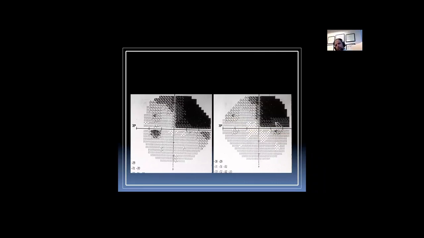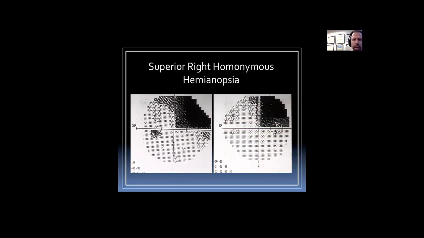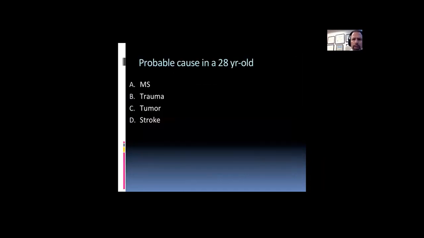So here's another visual field defect. So you should look at this very quickly and say, aha, there's clear respect to the vertical midline. This is homonymous because it's in the same place. So I would describe this as a superior right homonymous hemianopsia. You could say a superior right homonymous quadrantenopsia if you wish. And I think I have a question for this one.